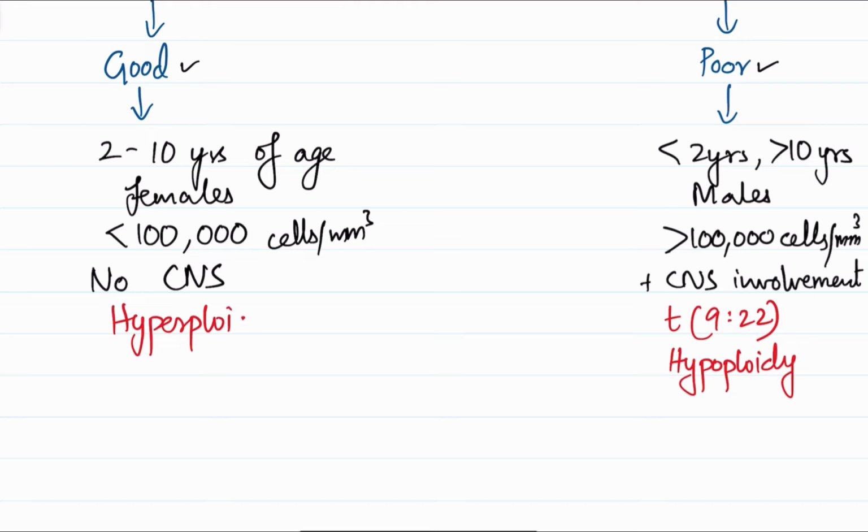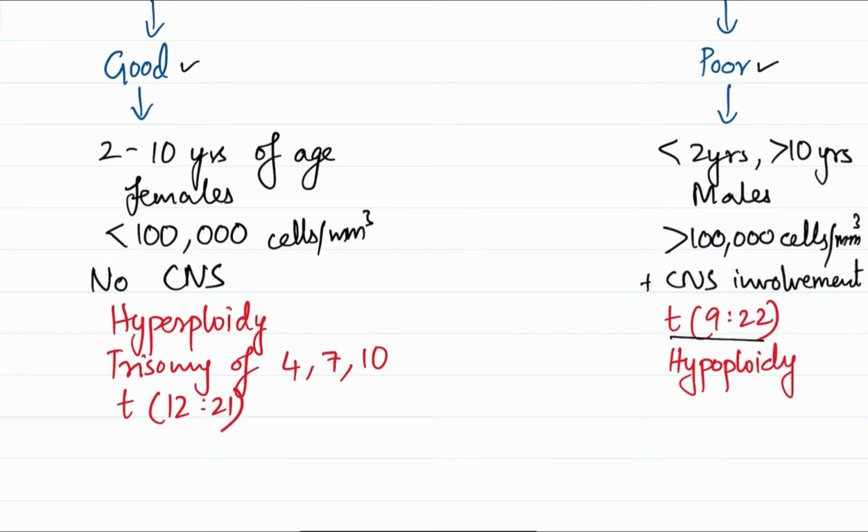Whereas hyperploidy, on the other hand, gives a good prognosis, and the others are the trisomy of 4, 7, and 10, and translocation 12;21. These are the factors responsible for good prognosis. So once again, poor prognosis in the Philadelphia chromosome and hypoploidy, whereas hyperploidy and translocation 12;21 give good prognosis. Now trisomy, tri means 3. So we have 4, 4 plus 3, 7, 7 plus 3, 10. So trisomy of 4, 7 and 10 also gives a good prognosis.